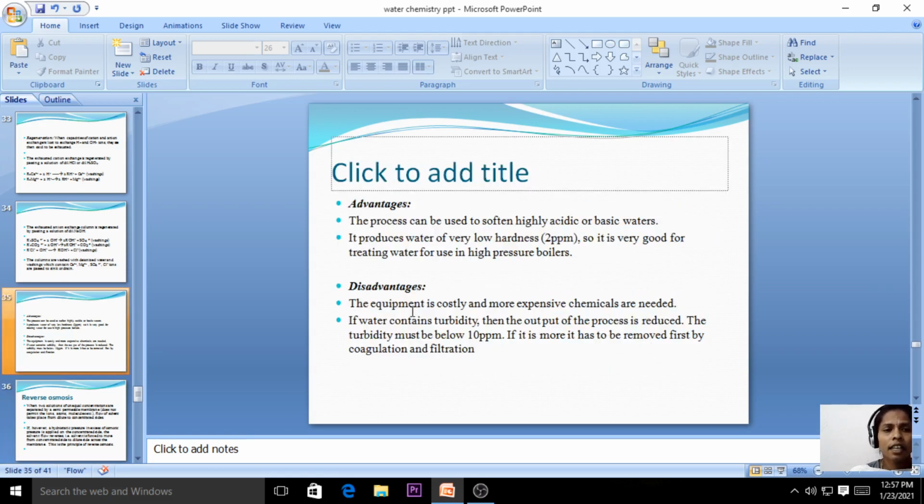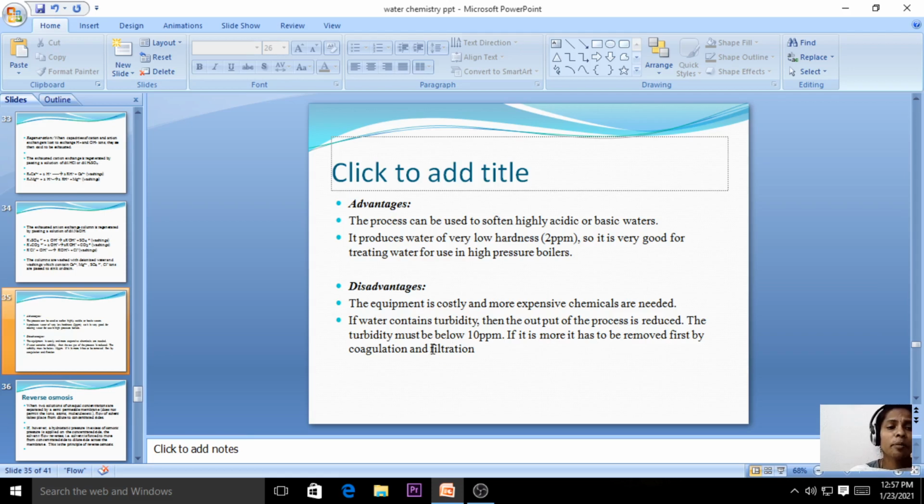Disadvantages: the equipment is costly and more expensive chemicals are needed. If water contains turbidity, then the output of the process is reduced. Turbidity means mud particles. These mud particles get stuck in the holes because our resin has a microporous structure. When the pores are closed with the turbidity, it will not work. So the output of the process is reduced.